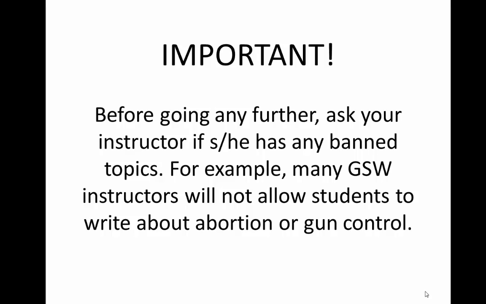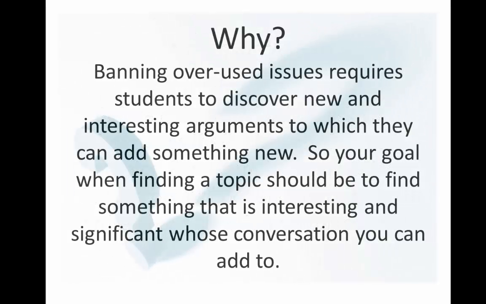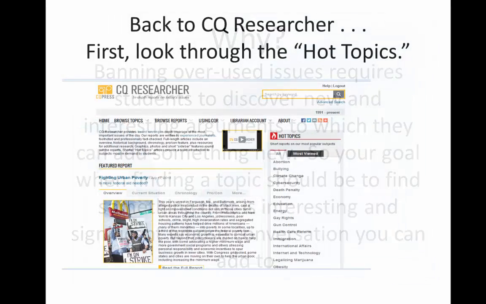And that's not because I really care about their stance on these particular issues. It's just that they've been done and redone and overdone for decades. And quite honestly, there are much more current, interesting topics that can be talked about. The idea is that if we ban overused issues, because let's face it, a lot of people already have a very clear idea of their stance on those issues, it forces a student to discover new and interesting arguments to which they can add something new. So really, your goal when finding a topic for your research essay should be to find something that's interesting and significant to whose conversation you can add. And this is really the whole idea behind a research essay.